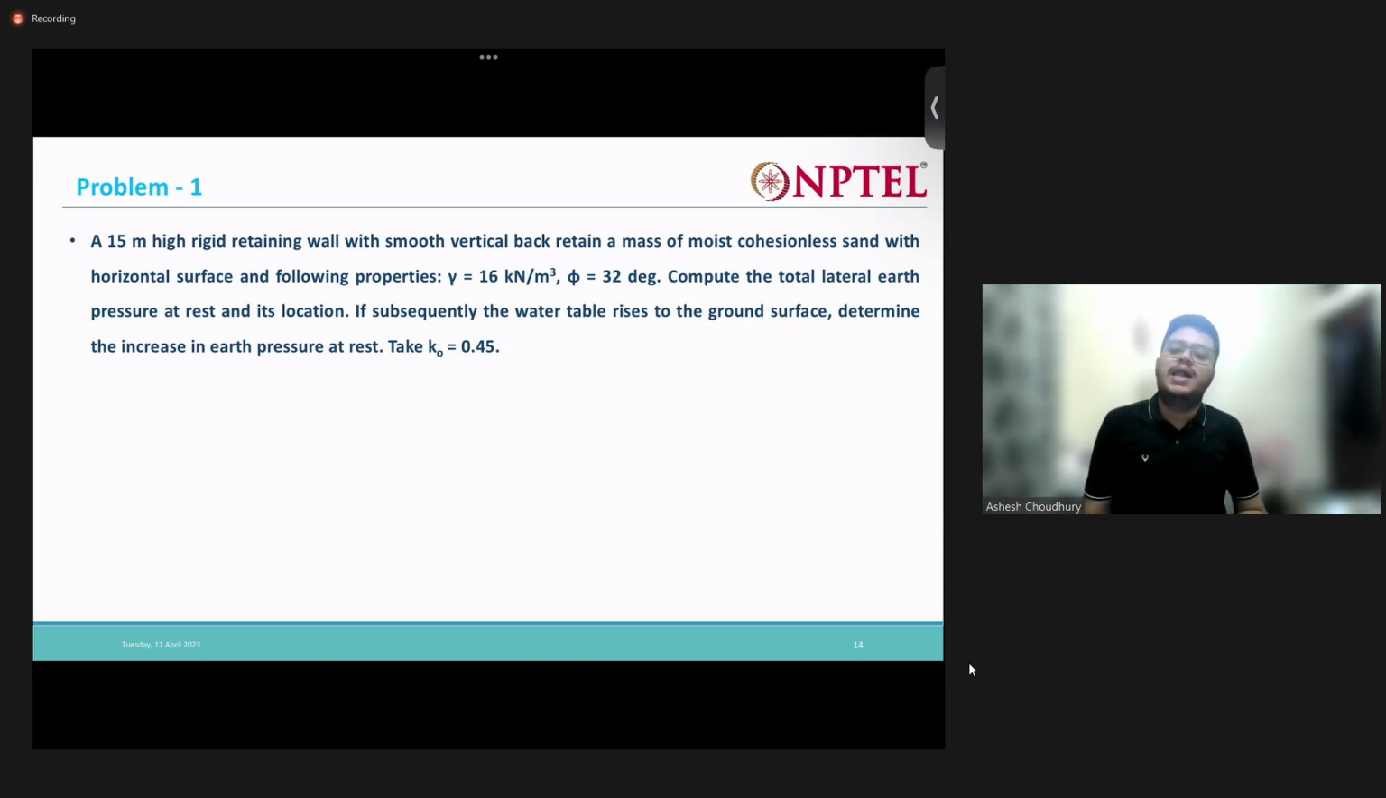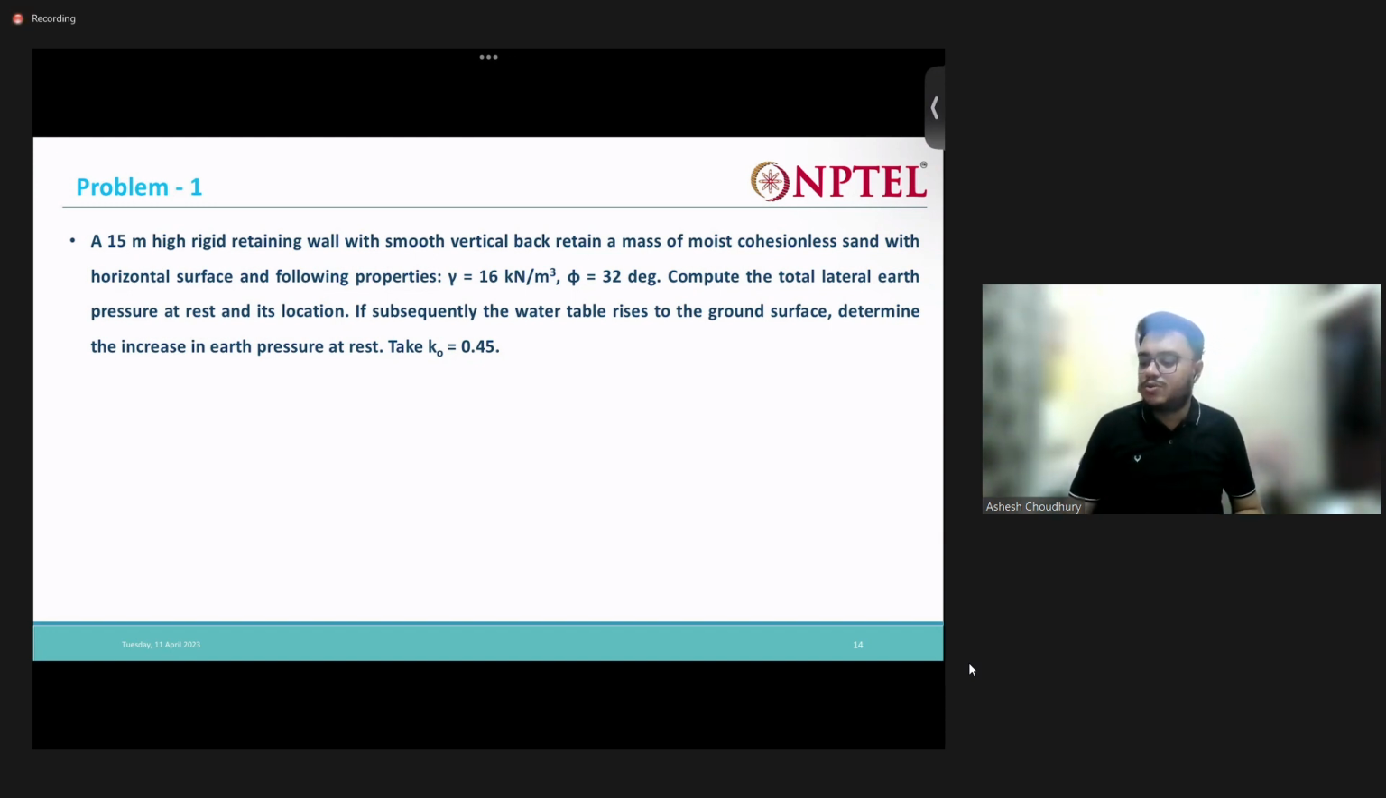We need to determine the earth pressure at rest and the point of action of the earth pressure. If subsequently the water table rises to the ground surface, so before it was dry and moist, and then it is a submerged condition, we need to determine the increase in earth pressure at rest. The K naught value is given. K naught is nothing but my earth pressure coefficient at rest.